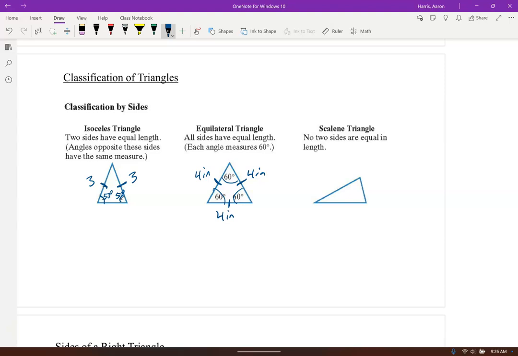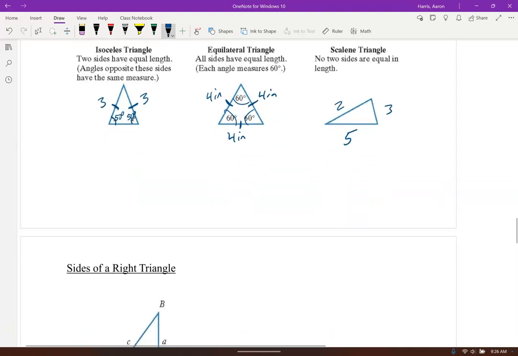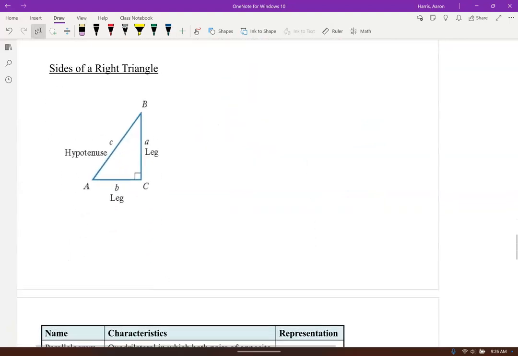A scalene triangle just means no sides are equal. If that's 2, maybe that's 3, maybe that's 5 or whatever. But none of the sides are equal. That's a scalene triangle. A right triangle has a 90-degree angle right here, so that's 90 degrees. And the legs of the triangle A and B, the sum of the squares of the legs will equal the square of the what's called the hypotenuse. The hypotenuse is the side opposite the 90-degree angle, right? That's a property of a right triangle.